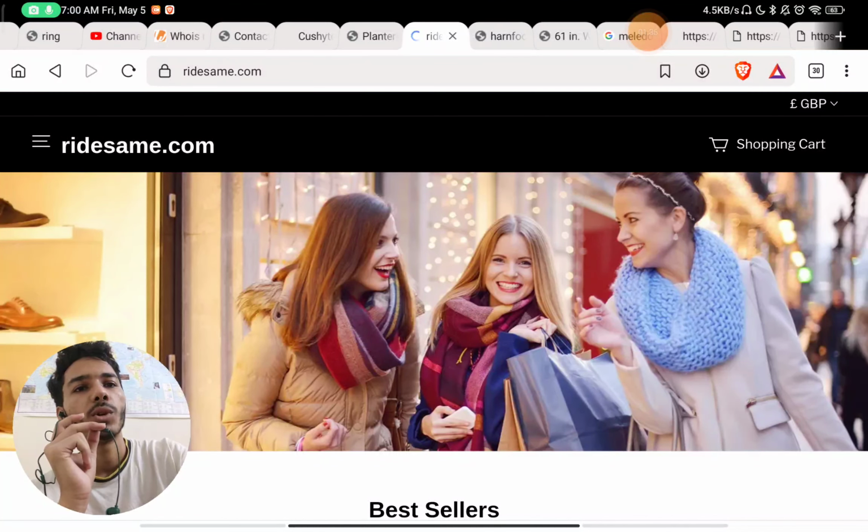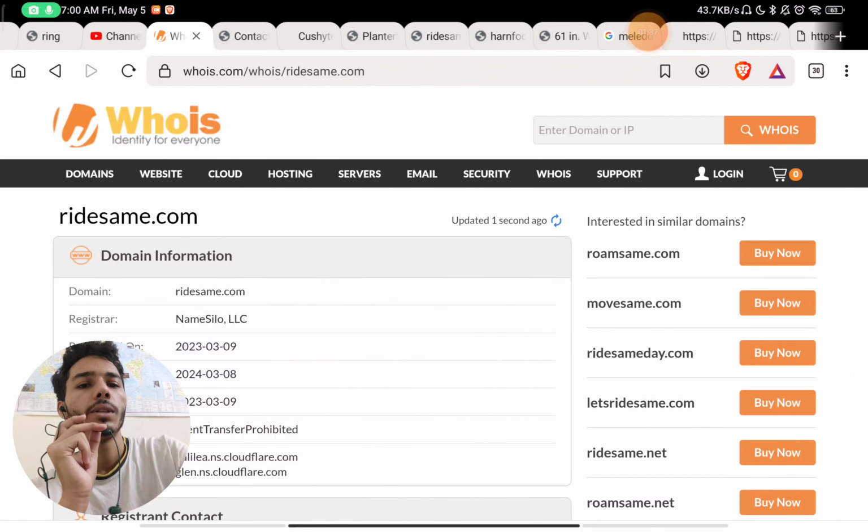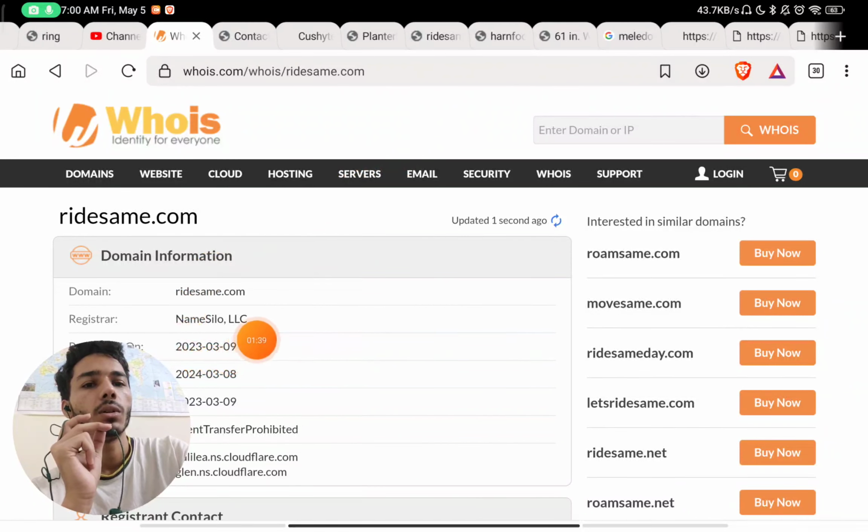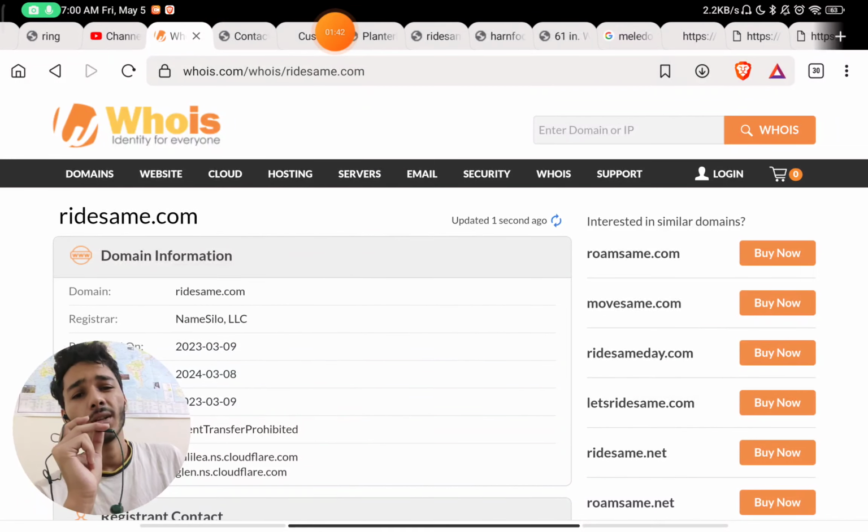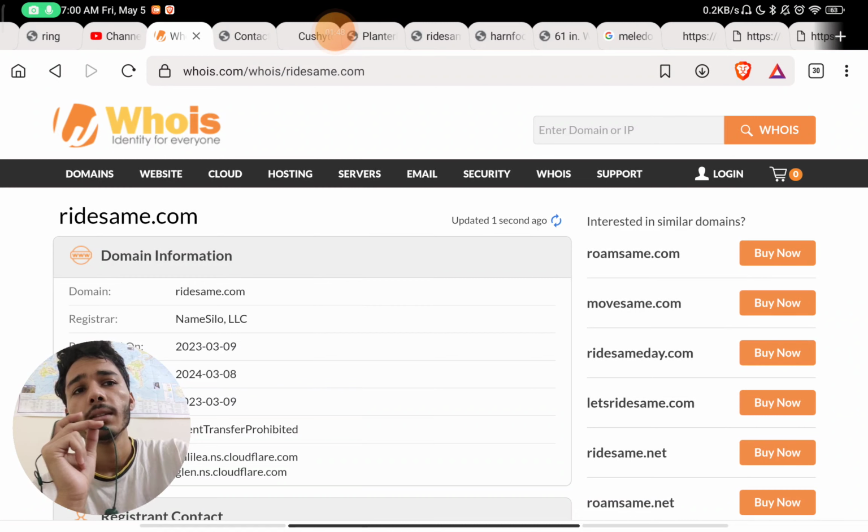And now the most important part about their website. Here you will see that this website was registered on 9th March 2023, just around 2 months ago only. So let me know in the comments where you got this website's ad, and this is a scam website.